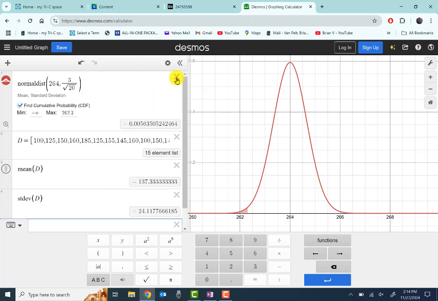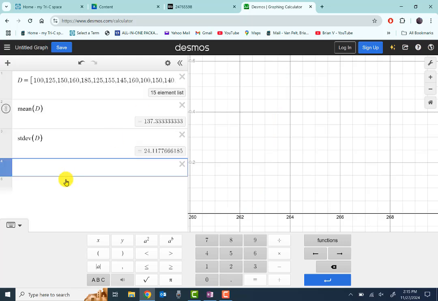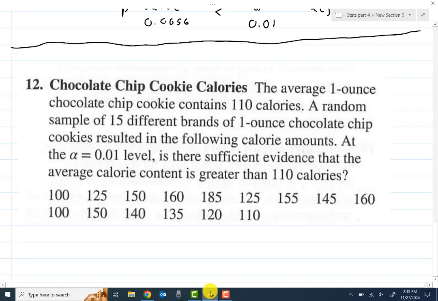So I'm going to get rid of the thing I had from the previous example. And now we're going to do the t-distribution. So let me come back to the stuff that we have in the question. We have the average 1 ounce chocolate chip cookie contains 110 calories. So that is our mu. A random sample of 15 different brands, so that's our N.